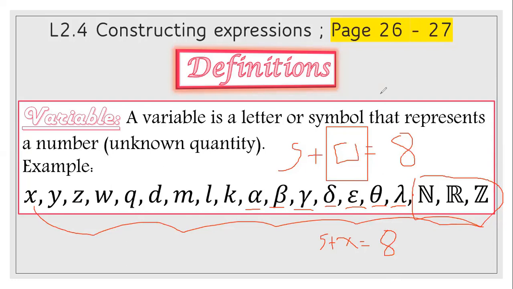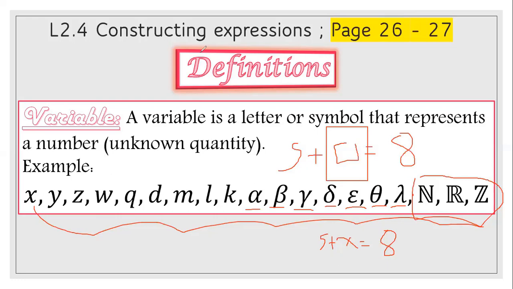Or I would just say 5 plus x, or 5 plus w, or 5 plus q. So a variable is a letter that you're going to use to represent a certain quantity, but you still don't know what the value of it is. Okay? For now, this is what I mean by a variable. Let's move to the next definition.